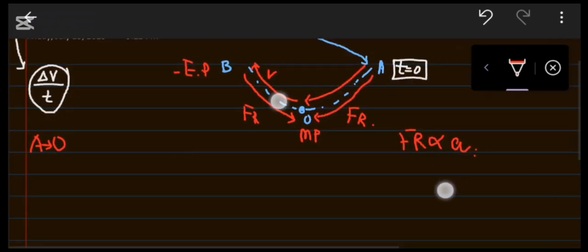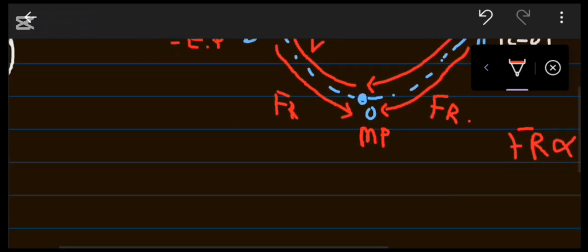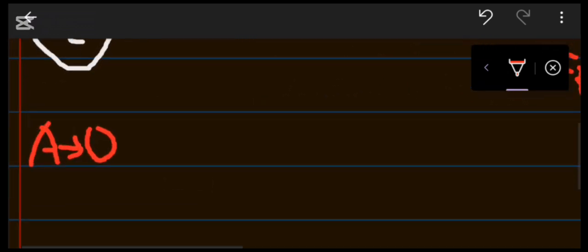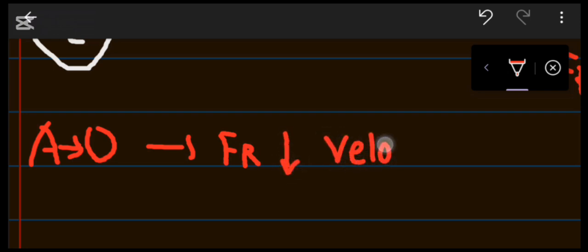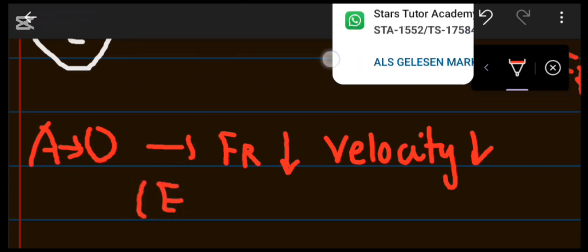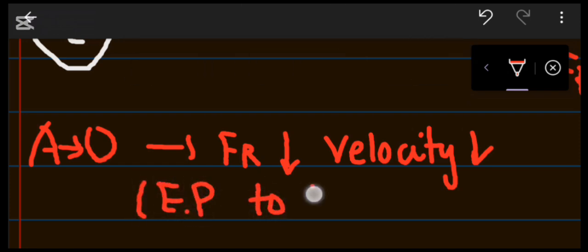So if I can conclude here, from A to 0, from extreme position A to 0 mean position, the velocity and acceleration and restoring force decrease because the velocity decreases. ठीक है, this happened when the body comes from extreme position to mean position.